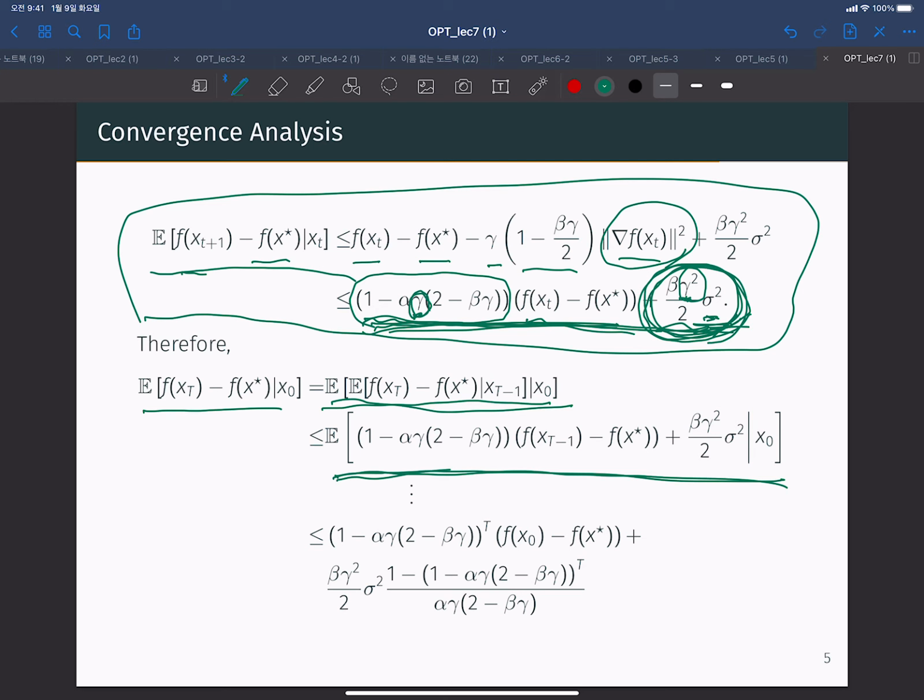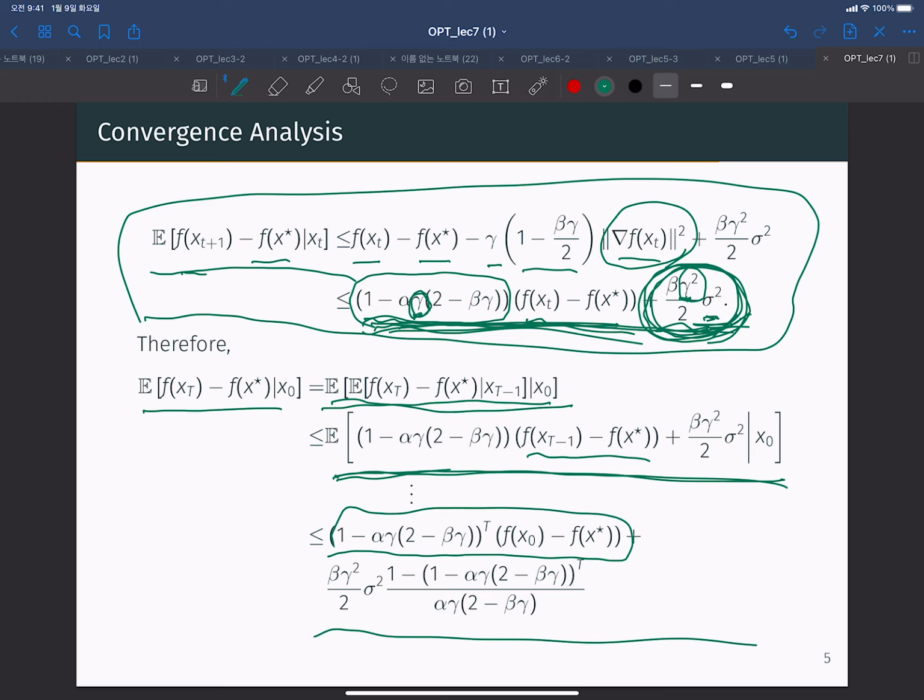Okay, I just write down the previous inequality and iteratively calculate f(x_{T-1}) minus f(x*), f(x_{T-2}) minus f(x*), and so on. In the end, you have this. This sum comes from the gradient descent analysis for the alpha strongly convex and beta smooth case with gamma step size. But because of the sigma square variance term, we have this additional term. Okay?